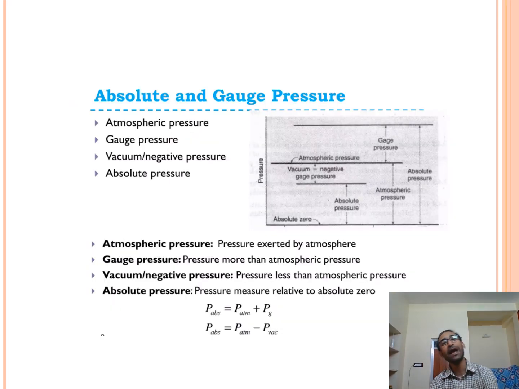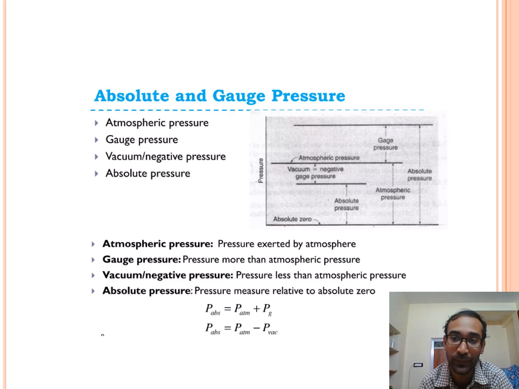Now, absolute and gauge pressure. This is a basic concept of atmospheric pressure, gauge pressure, negative pressure, and absolute pressure. We have to think about a reference point. In your diagram, the bottom is absolute zero, and the y direction is pressure. So here we can say there is atmospheric pressure exerted by the atmosphere.